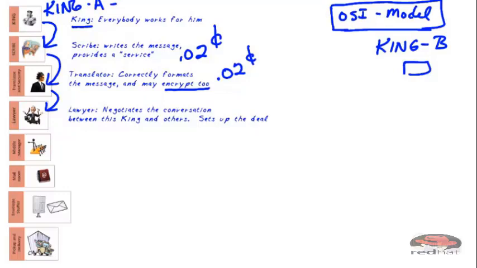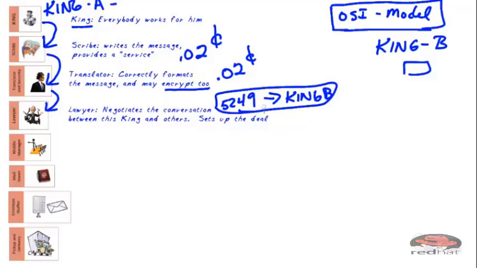He'll also track it. So maybe he'll do paperwork for the message being sent out and say, oh, this is paperwork 5249, it's going to King B, etc. So he basically sets up the deal, allows this conversation to start, and keeps track of it. So that's what the lawyer does for a living. He sets up the deal.